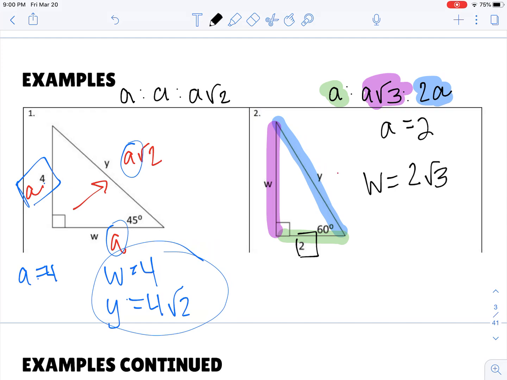I can't simplify this anymore. I can't multiply anything together. We want our answer to be exact, so we're not going to round. We're going to leave it in simplest radical form. So W would just equal 2 square root of 3.